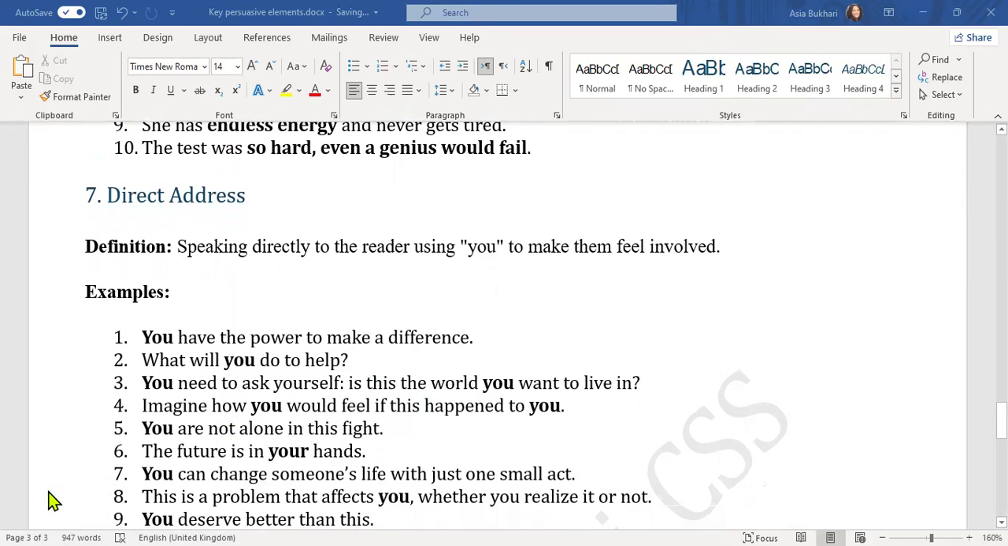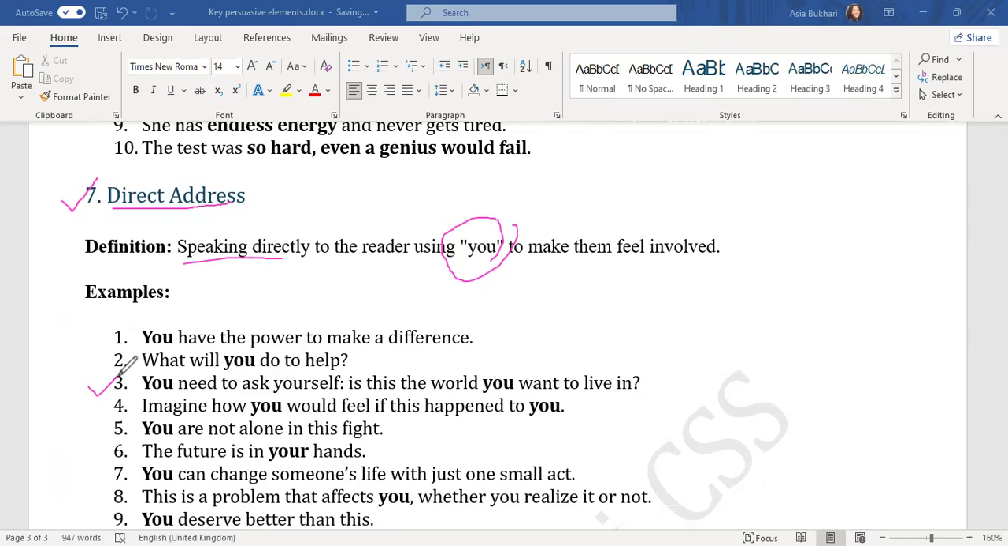And another very important thing which is compulsory in speech writing, in letter and in email, informal letter and informal email, not informal, and in your articles also, to some extent, is the use of direct address. It shows that you are speaking directly to the reader. It is actually the use of the pronoun you or your. Look at the example to understand it. See sentence number 3. You need to ask yourself, is this the world you want to live in?